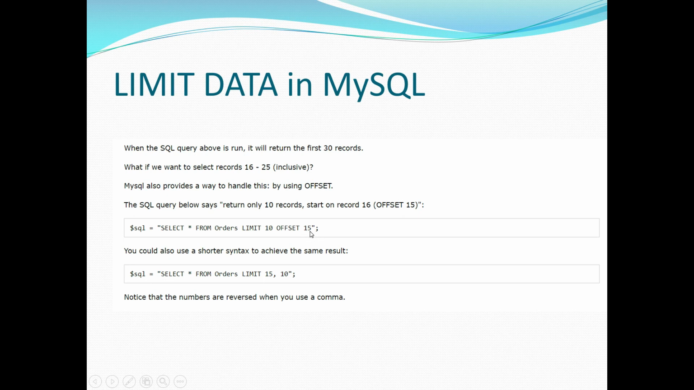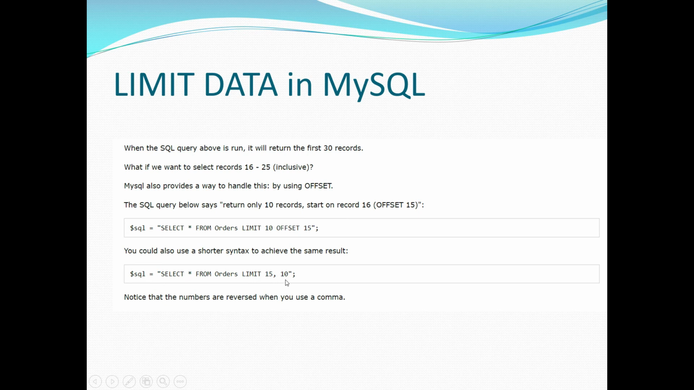You could also use a shorter syntax to achieve the same results: SELECT * FROM orders LIMIT 15, 10. It means that 10 records are shown starting from the 15th row. So hope you will understand.